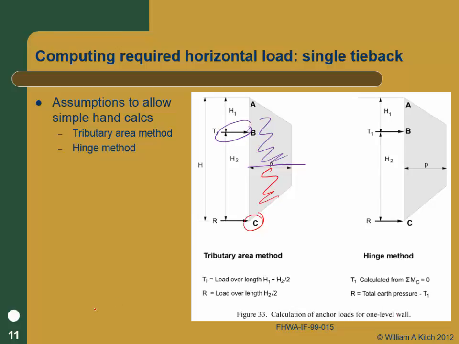With the hinge method, we're going to assume that we have a zero moment here. We're going to calculate the moments about here and determine the total earth pressure load based on the assumption that we have zero moment here, which isn't exactly right, but it's close. So you're going to take the total force of this entire envelope, put that total force here, calculate that moment arm, and then, knowing the load that you got there, calculate your tendon load there. They're both approximate. They both work adequately.